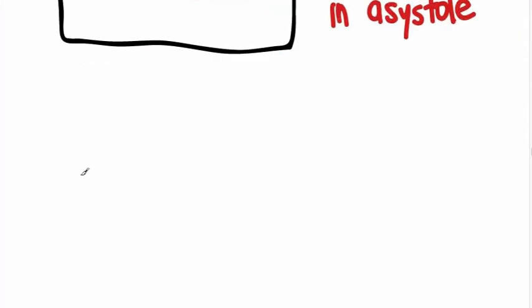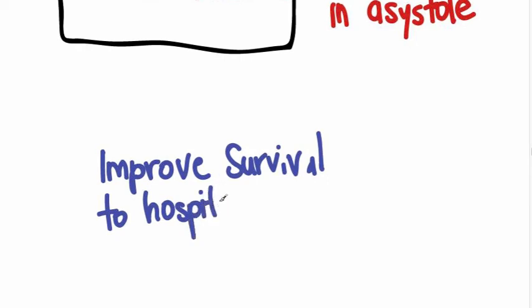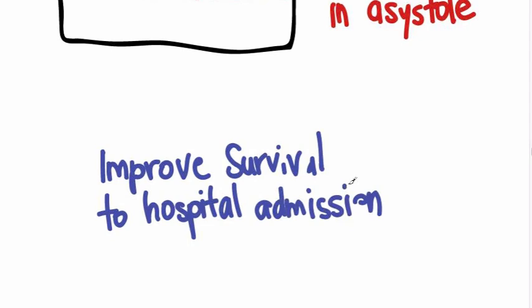And I just wanted to say a couple more things about these particular algorithms here. The only things that are actually shown to improve survival to hospital admission. So this just basically means they live long enough to be admitted to the hospital. They live long enough to get out of the ER. To improve survival to hospital admission, two things. And those are the two things that we've been stressing.